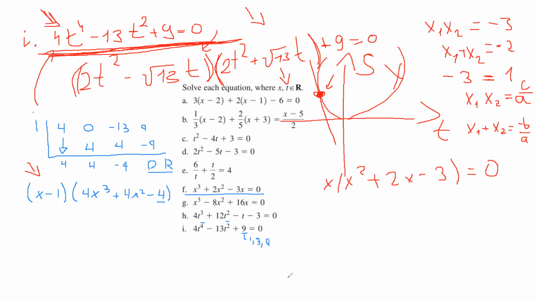So if I do 2 cubed times 4 plus 4 times 2 squared, it doesn't work. Let's try -1. -1 cubed times 4 plus -1 squared times 4. Are you solving? Yeah, I'm just trying to find that number.